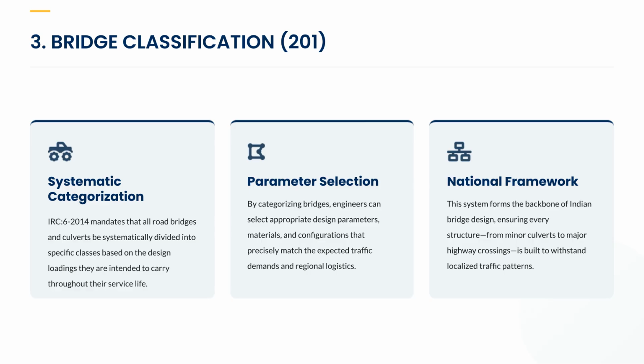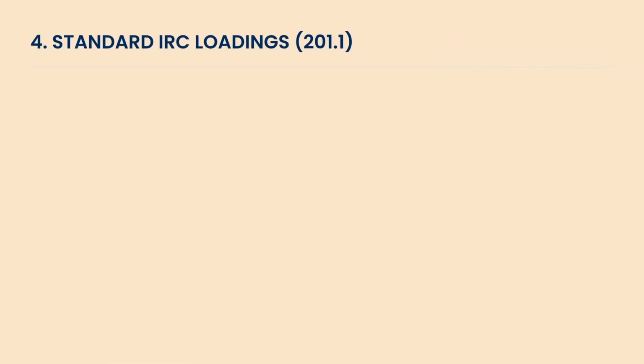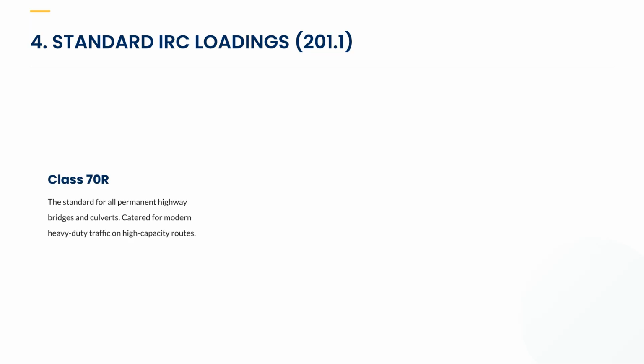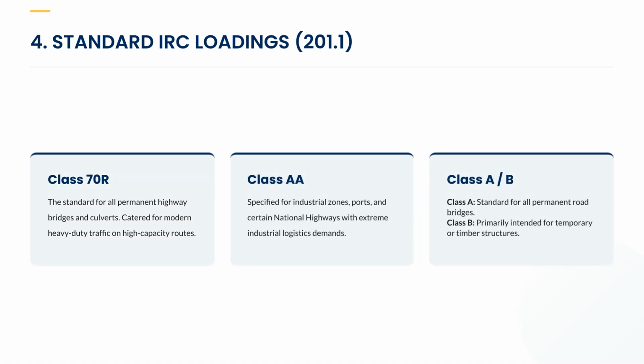This national framework ensures engineers select appropriate parameters to match traffic demands and regional logistics, from minor culverts to major highways. The standard IRC loadings include Class 70R for modern heavy-duty traffic on high-capacity routes and Class AA for industrial zones and major logistics demands.